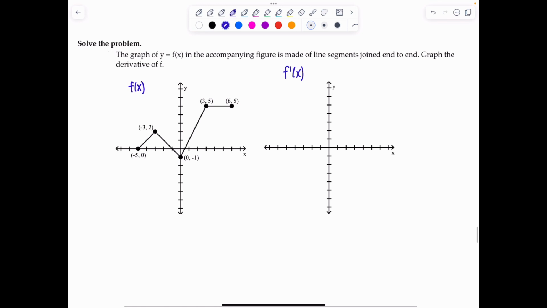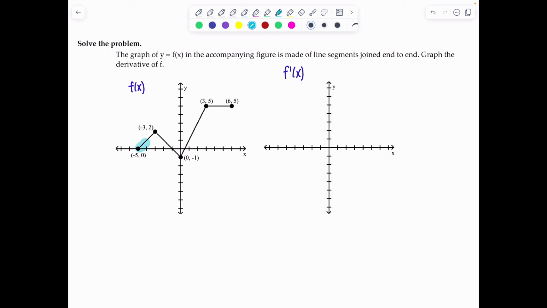So notice here, the graph of f is just made up of line segments. So the graph of f prime is going to be just horizontal line segments because the slopes on each of these little baby pieces is constant. So let's figure out the slopes on each of the line segments, and that's going to help us put together the graph of the derivative.